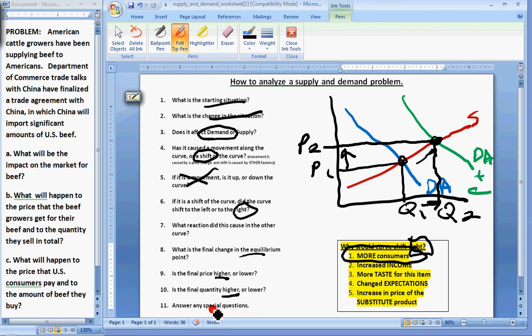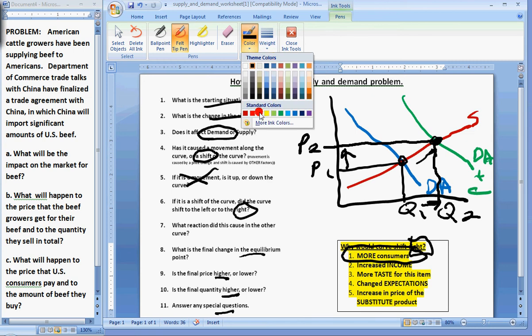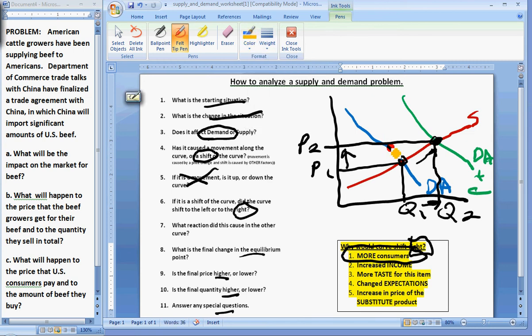And then it says, are there any special questions? Well, remember the last part of our question, part C, says what will happen to the price that U.S. consumers pay? Well, we come back and we look at the U.S. consumers by themselves, and what do they see? Well, the blue curve is theirs, and they see this high price, and at this higher price they're only willing to consume less than they were originally because the price has gone up.